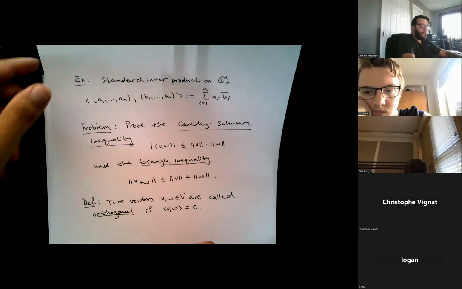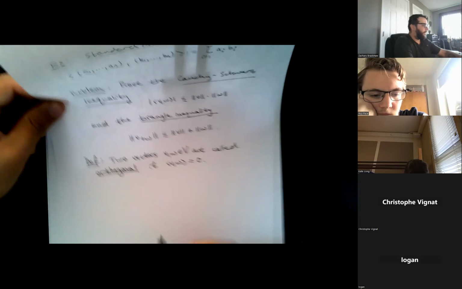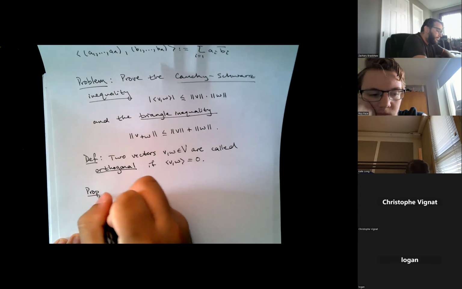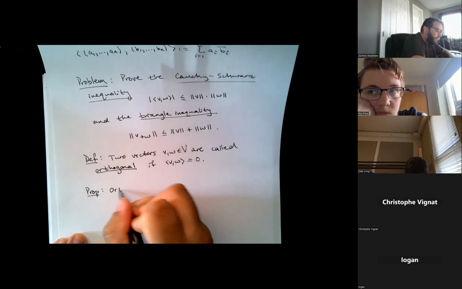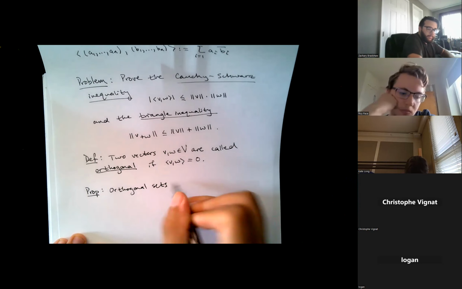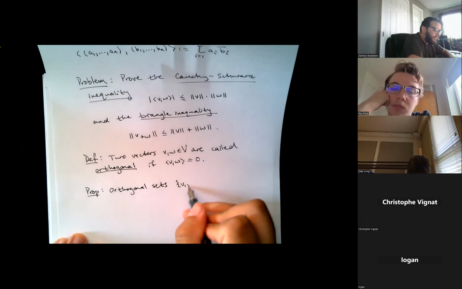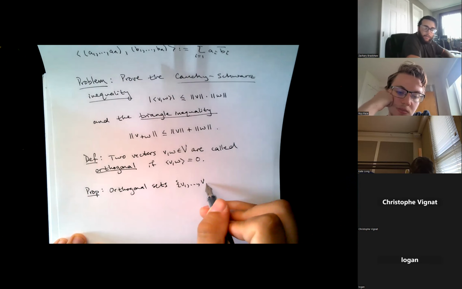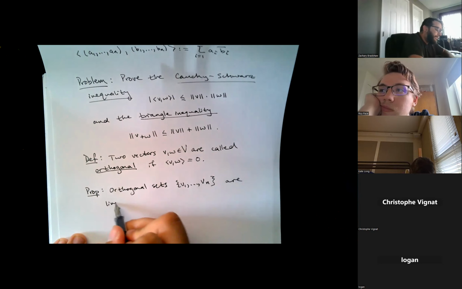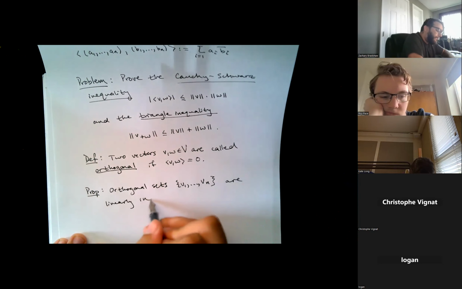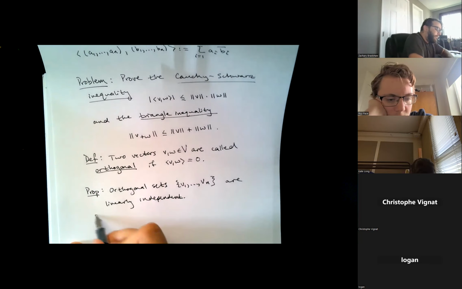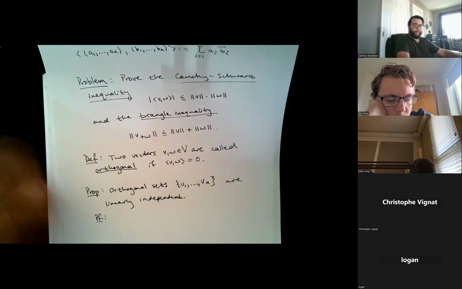Okay, but here is a nice result. Orthogonal sets, let's call one v1 through vn, are linearly independent. The proof is short and sweet.